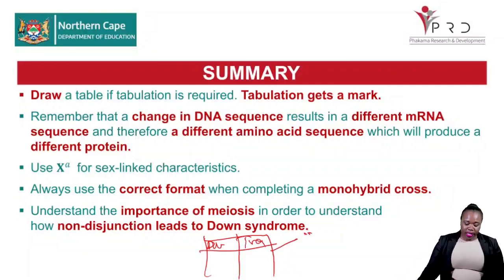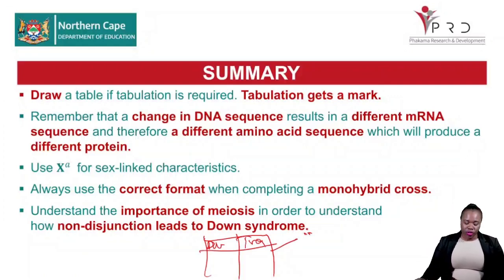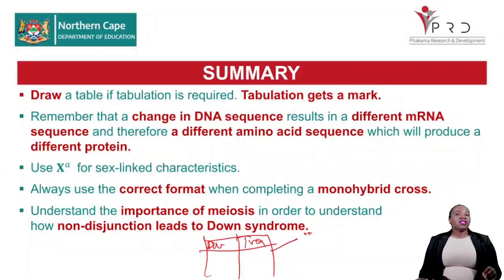Right. Remember that a change in the DNA sequence results in a different mRNA and therefore a different amino acid sequence and a different protein. However, you should also remember that as long as the original triplet, codon or anticodon still codes for the same amino acid as this new mutated codon or triplet, it means that the protein formed is still going to remain the same, because if they code for the same amino acid, then there will not be a change in the amino acid sequence, right? So make sure that you do not forget that.